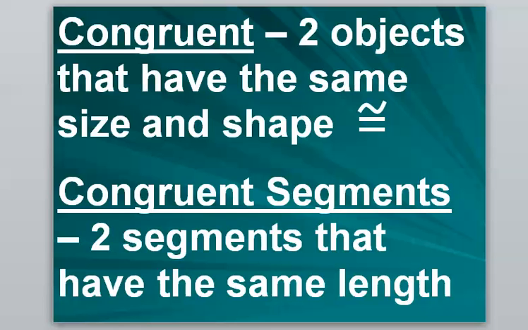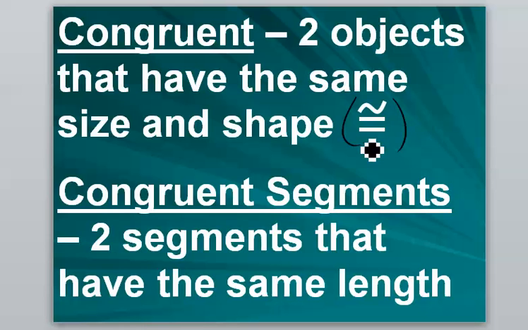Two definitions we're going to use. We're going to use the word congruent a lot in geometry. Congruent means that two objects have the exact same shape and the exact same size. So same shape and same size. Now we will talk about things that are similar. They have the same shape but they're different sizes. To be congruent, it must be the exact same shape, exact same size.